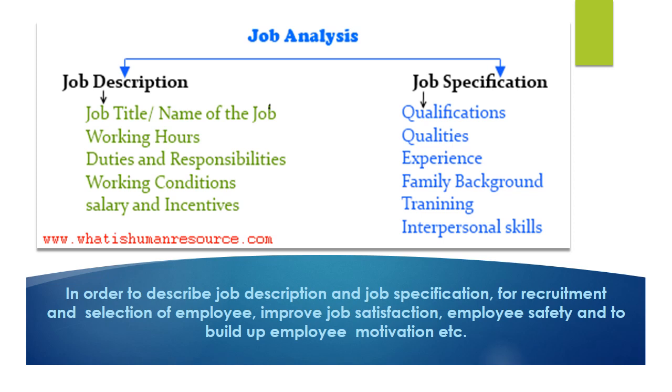The next slide explains the components of job analysis. Job analysis has two components. One is job description and another one is job specification. Job description includes the job title, which means the name of the job, working hours, duties and responsibilities of the employee, and the working condition, the salary and the incentives of the employee.